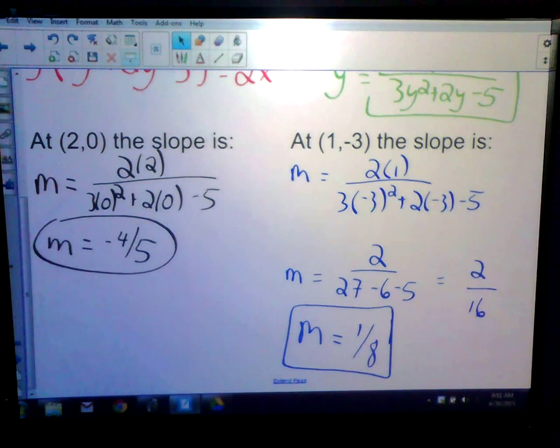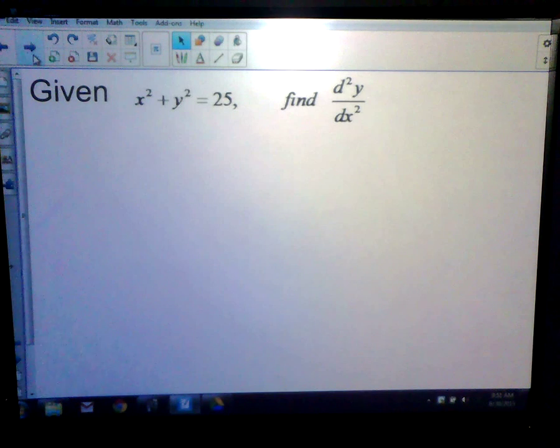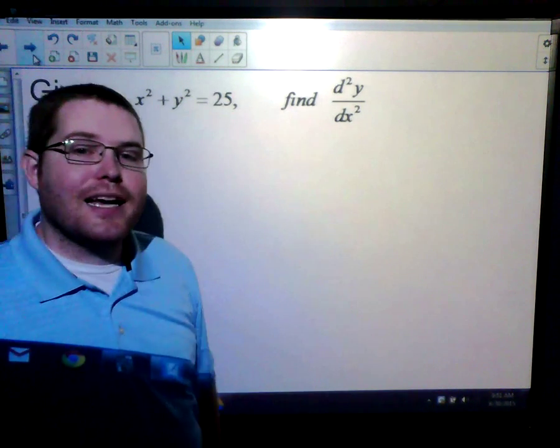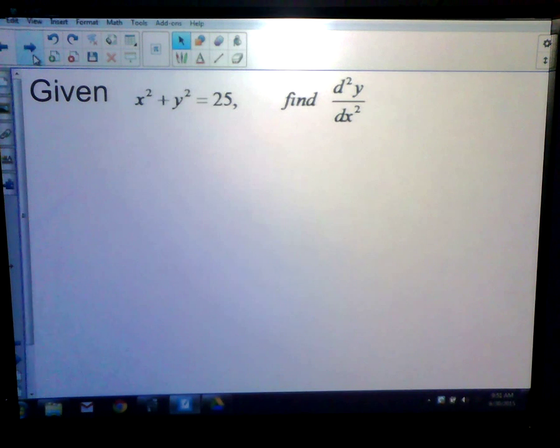Implicit differentiation is still differentiation. It's still a slope. So let's try this now. What is this asking me to do? What am I trying to find here? What does this symbol mean? It means second derivative. So let's find the second derivative.